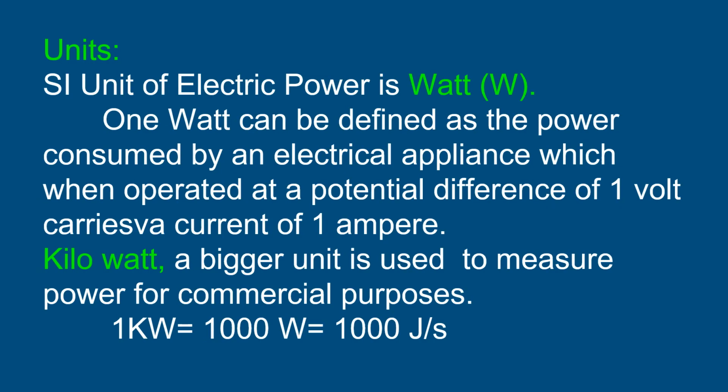Then let's see the units of electrical power. The SI unit of electrical power is watt. That is, 1 watt can be defined as the power consumed by an electrical appliance which, when operated at a potential difference of 1 volt, carries a current of 1 ampere. So 1 watt means the power consumed by an electrical appliance at a potential difference of 1 volt carrying a current of 1 ampere.